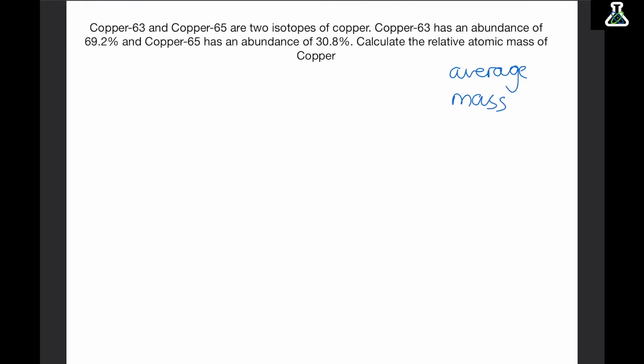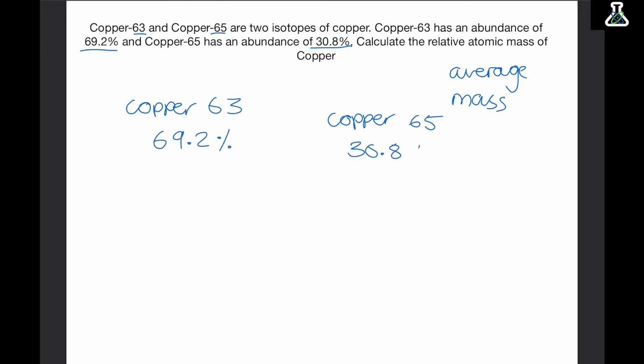So let's look at this with a question. It says copper 63 and copper 65 are two isotopes of copper. So this number after it is their mass number. Copper 63 has an abundance of 69.2%, and copper 65 has an abundance of 30.8%. Calculate the relative atomic mass of copper. So we're first going to write out the different isotopes and the amount of them. So copper 63 has an abundance of 69.2%, and copper 65 has an abundance of 30.8%. So to work this out, we multiply the mass by the percent of each isotope, add them together and divide them up by 100.